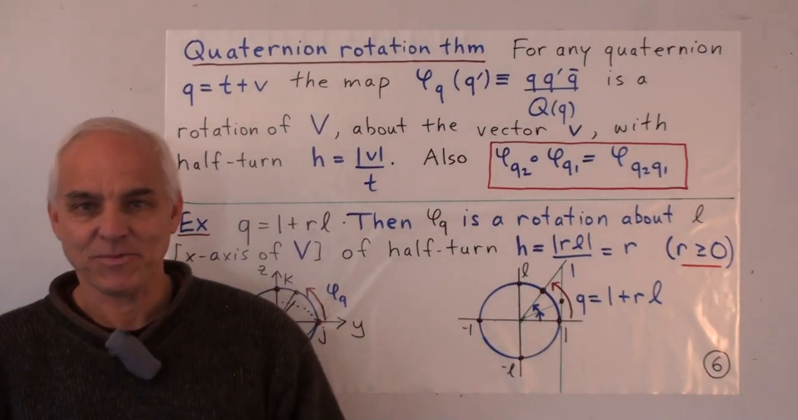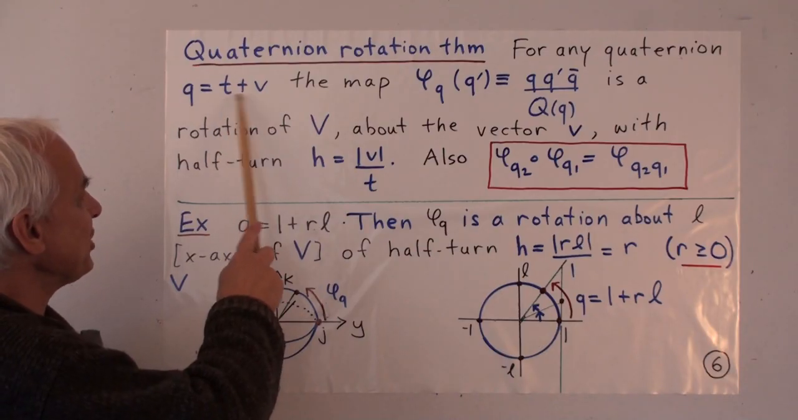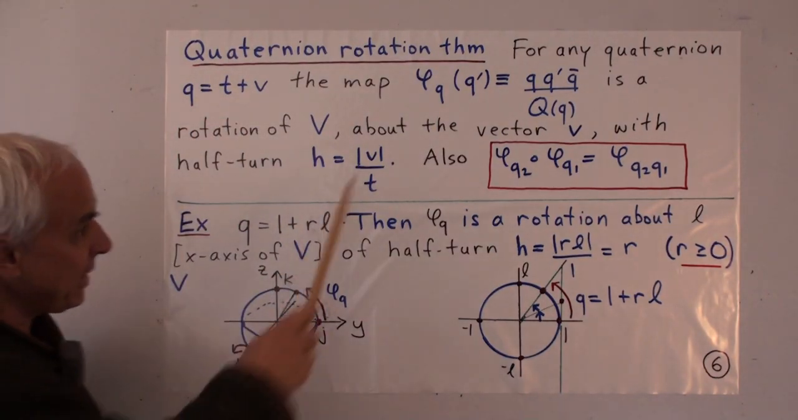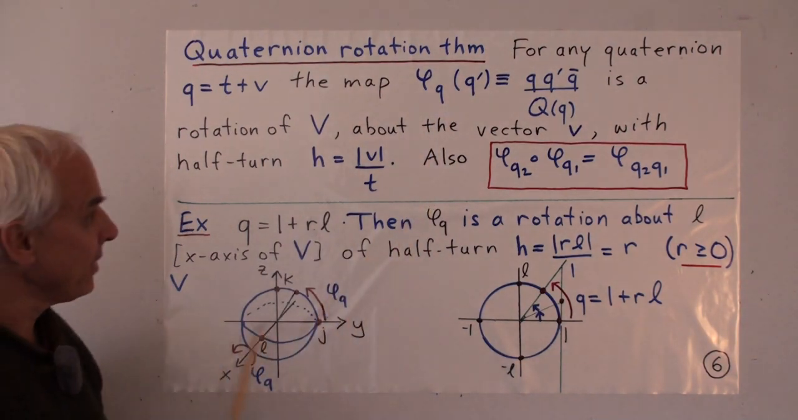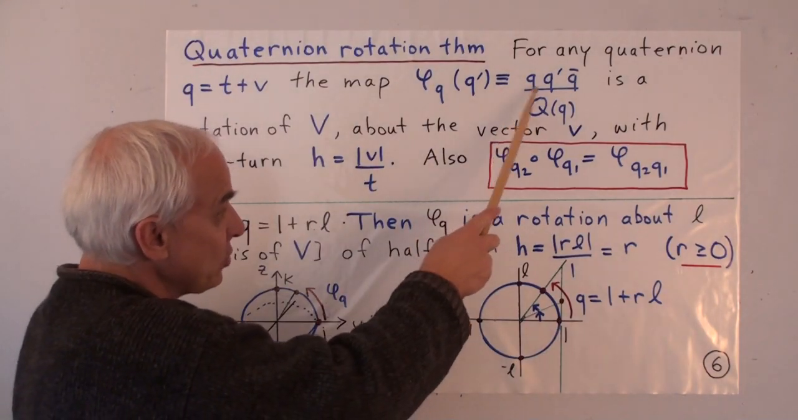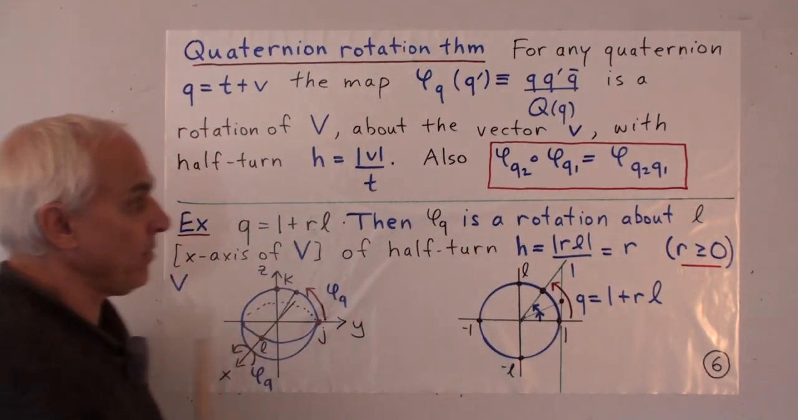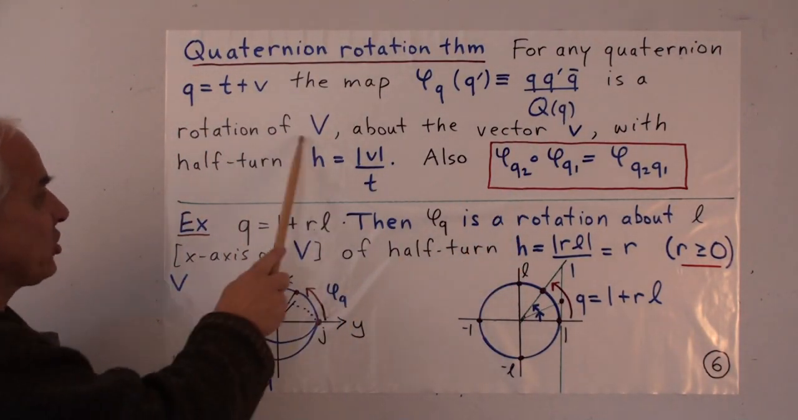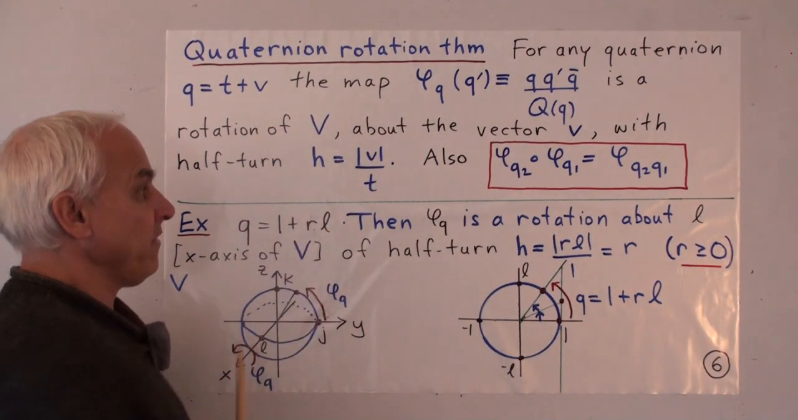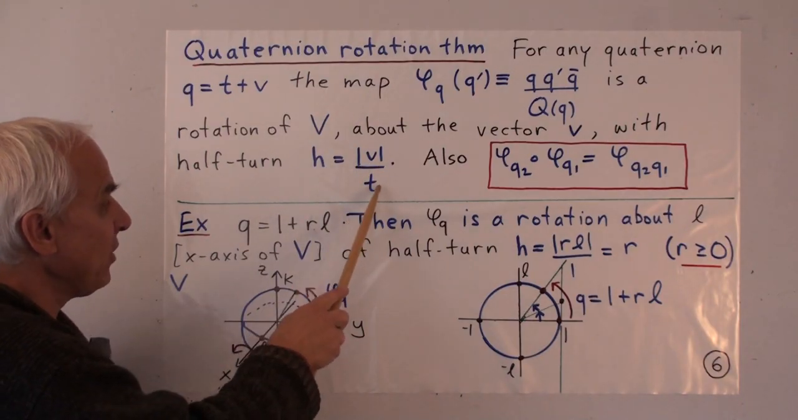Okay, so let me summarize what we've just done. If we have a quaternion Q with expression t plus v, so scalar part t, vector part v, and here's our rotation mapping. Phi sub q takes a general quaternion q prime to the combination q times q prime times q bar, all divided by the quadrance of q. Then that's a rotation of v. And it's a rotation actually about the vector v, with a half turn given by h equals the size of v over t.